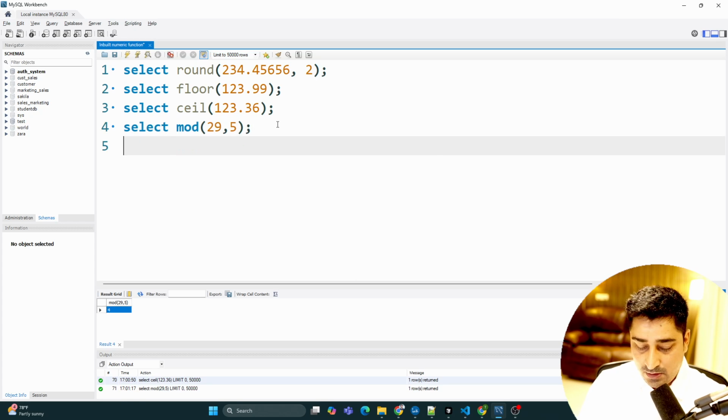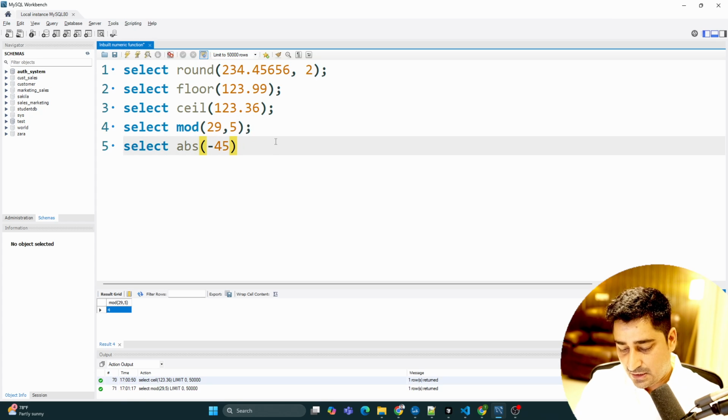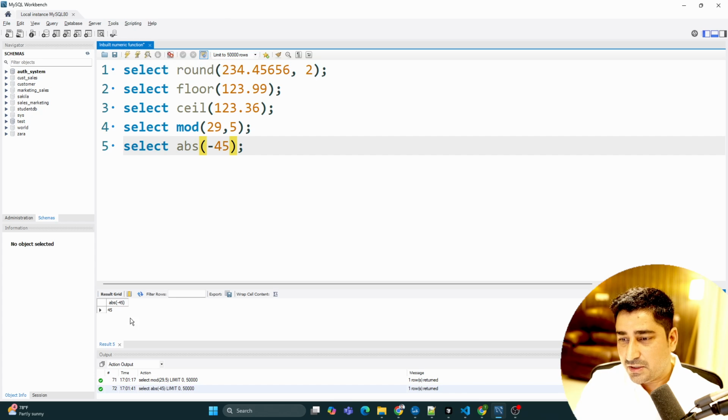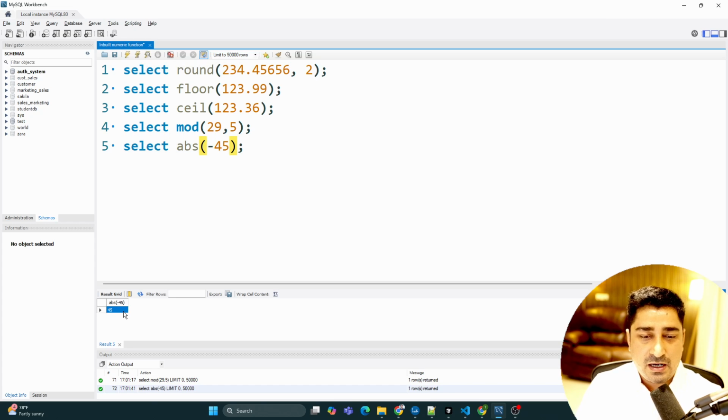Okay, now there is something called SELECT ABS, absolute value. Here if I'm going to pass minus 45, let's suppose, and execute it, it is going to give me its absolute value, which is equal to 45, as simple as that.